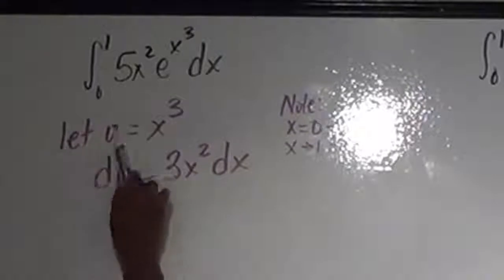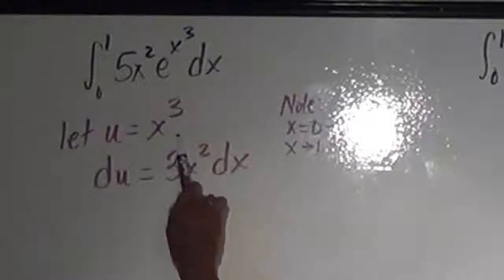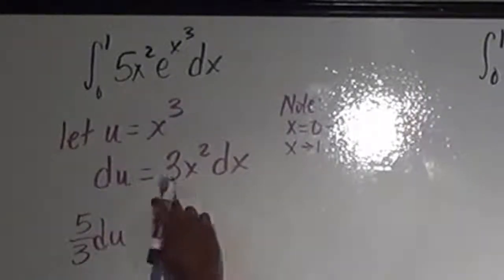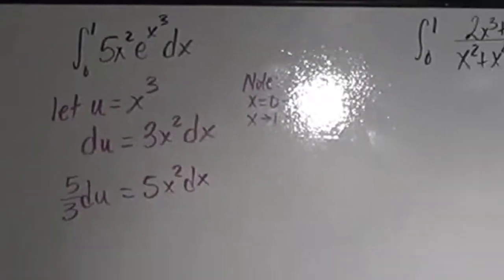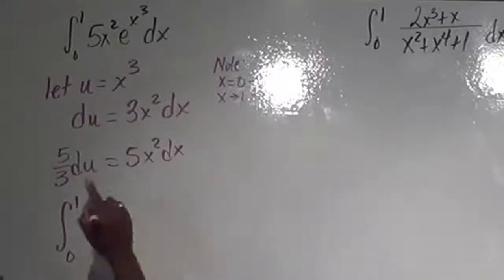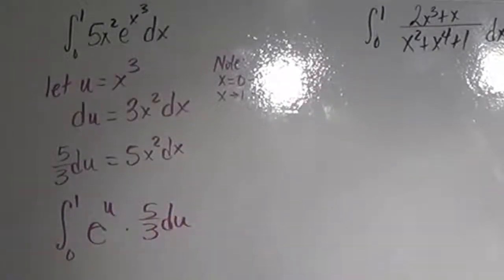Okay? And so here, now I just match things up. So I've got my x cubed, I've got my x squared dx. I don't need that 3, but I do need a 5. So I'm going to multiply by 5/3, or divide by 3 and multiply by 5, to get my 5x squared dx. So now, in terms of u, my limits are again 0 and 1. My e to the x cubed becomes e to the u. The 5x squared dx becomes 5/3 du.